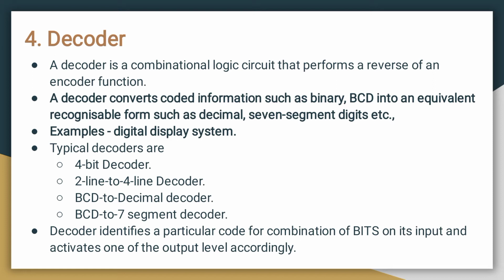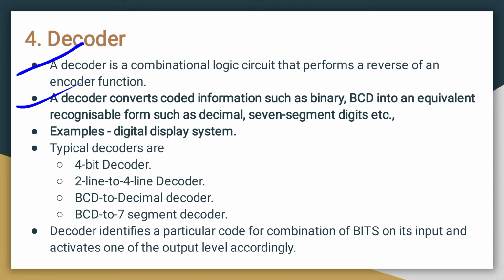Decoder. A decoder is a combinational logic circuit that performs the reverse of an encoder function. So the encoder we already studied takes a decimal value, a single digit from 0 to 9, and converts it to binary, that is the encoded form. So now we are going with the decode form, which means the reverse of it. Here we get the BCD value or any binary value converted to decimal.